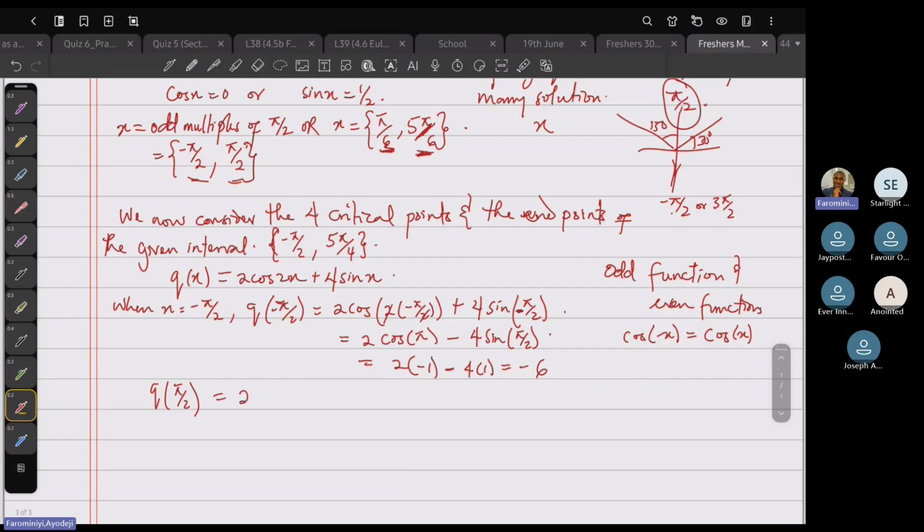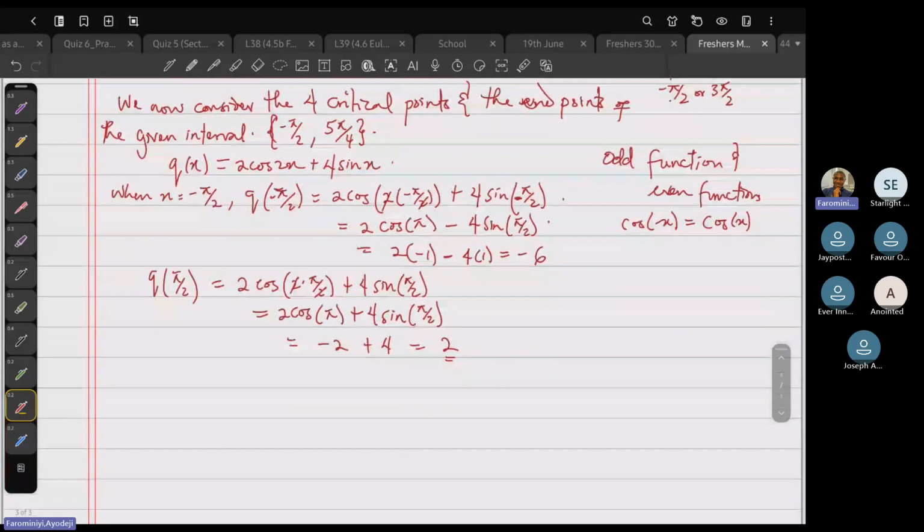So Q of pi over 2 will be 2 cosine of 2 times pi over 2 plus 4 sine pi over 2. 2 cancels 2. You are left with 2 cos pi plus 4 sine pi over 2. Cos pi again is negative 1, so this is negative 2. And sine pi over 2 is 1, plus 4, which is equal to 2. So 2 down, 3 to go.